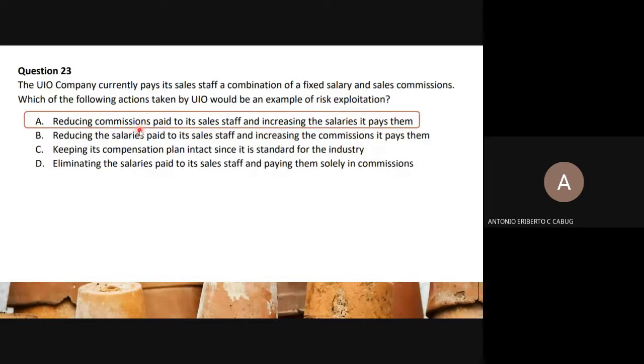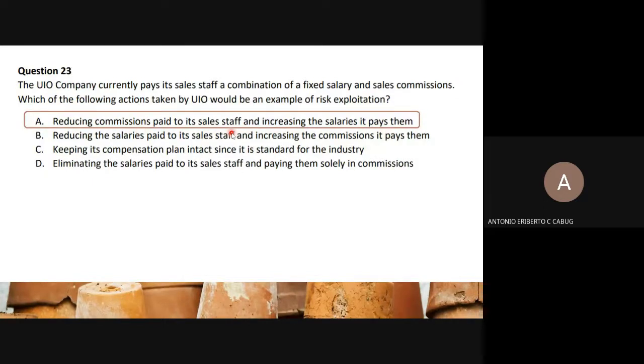Bawas yung commission. Remember that between salary and commission, mas risky yung salary. Wala kang benta, magbabayad ka pa rin ng sahod. Samantalang sa commission, magbabayad ka lang kung meron kang benta. Okay? Fixed cost is riskier than a variable cost. But there is an upside to it. Meron namang benefit dito. When you invest more in fixed costs, reduce your variable costs, kung marami ka namang benta, tiba-tibay yung kita mo.